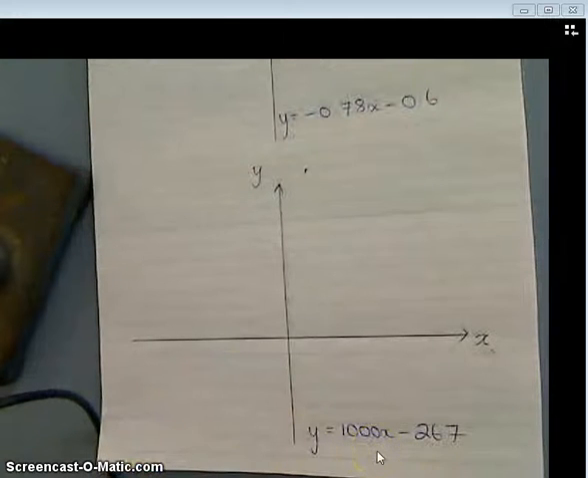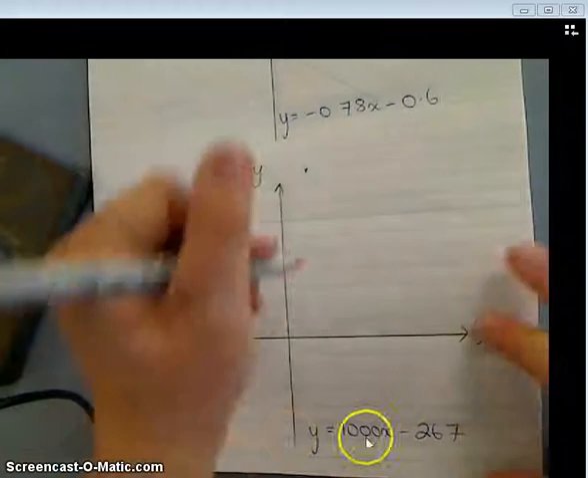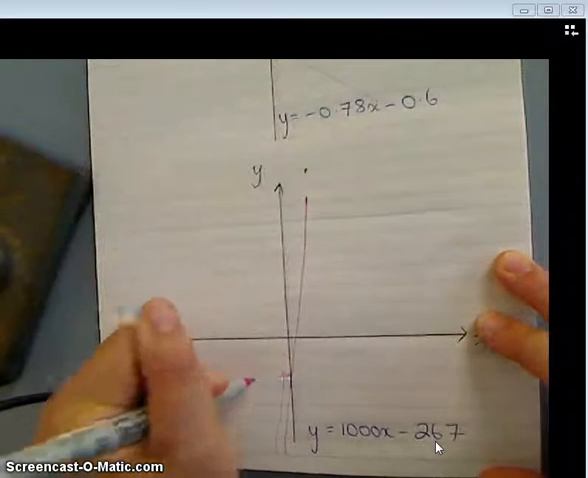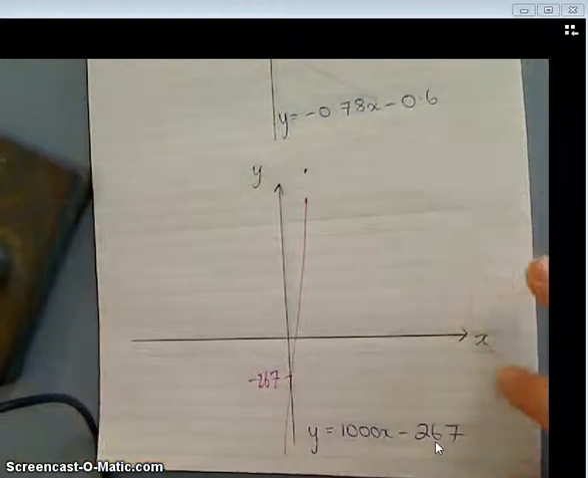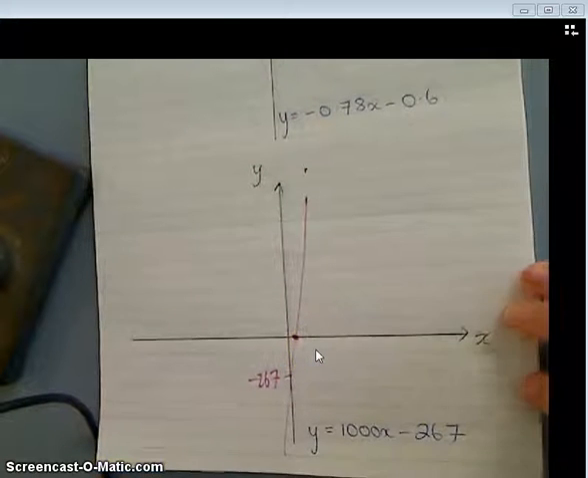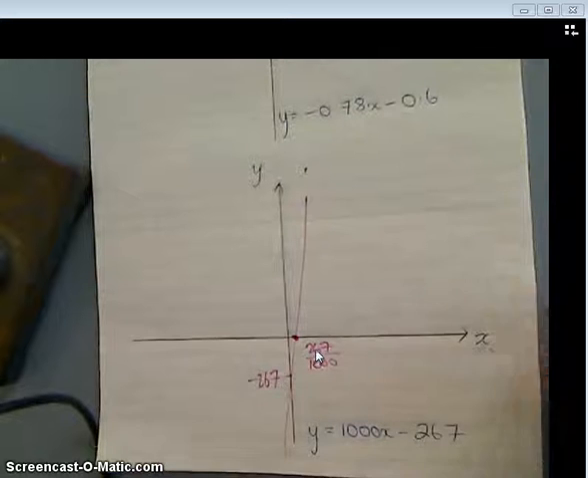And this one here, looking at some large numbers again. Firstly, look for a reflection, there isn't one. Dilation, yes, by a factor of 1,000, so very steep. And move down minus 267. We get something that looks a little bit like this. Here we have our x-intercept, just 267 thousandths, so very tiny.